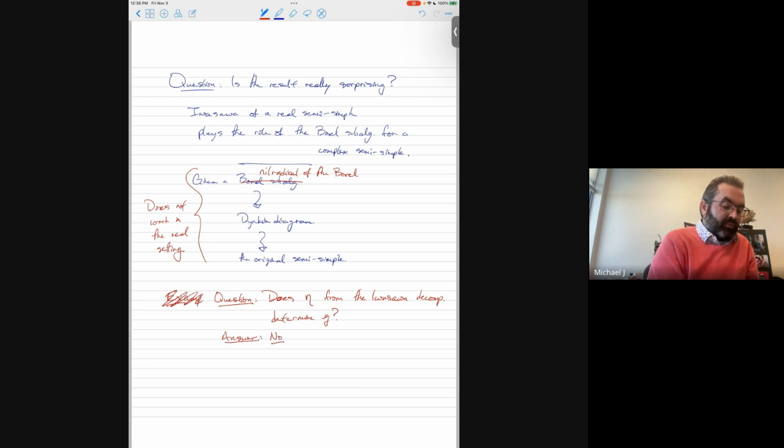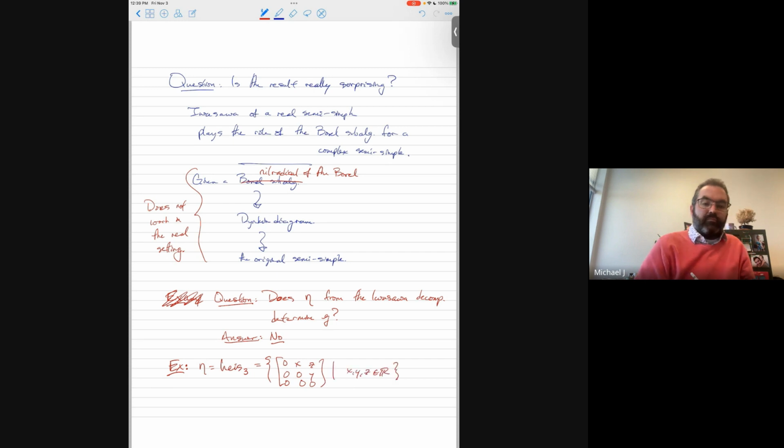Okay, so here's the example. I could take N to be the 3x3 Heisenberg Lie algebra. This is at the Lie algebra level. It's just this algebra of upper triangular matrices. And this appears for both G equals SL3R, and it appears for G equals SU(2,1).